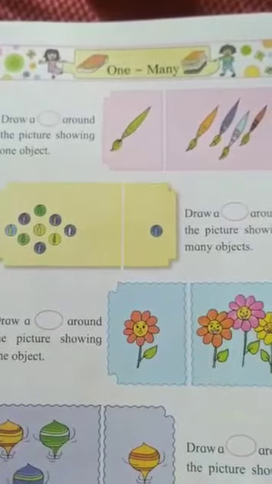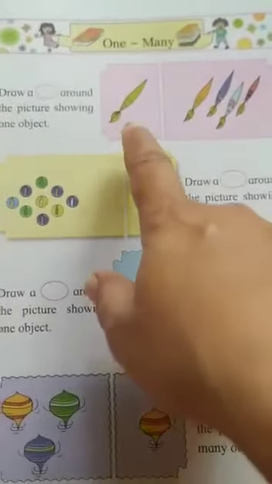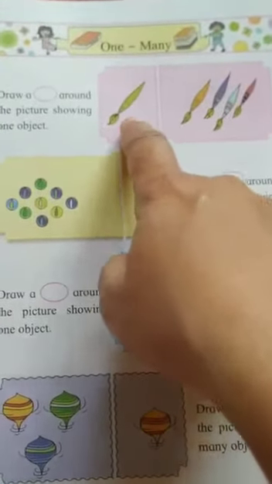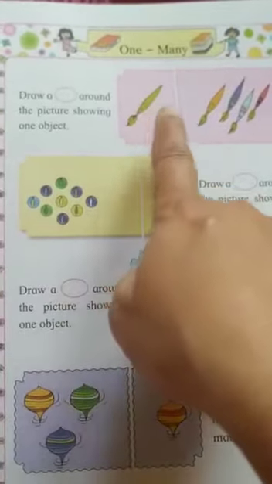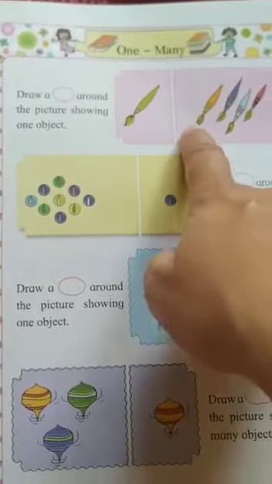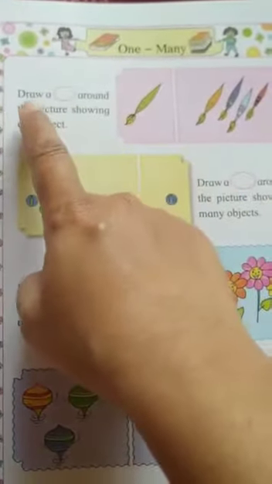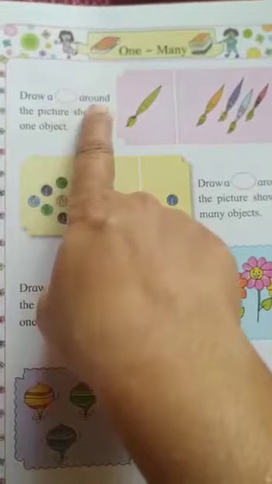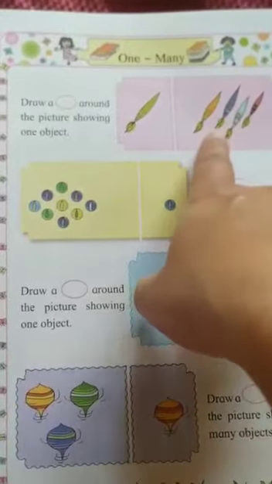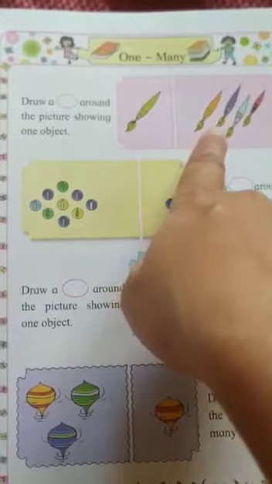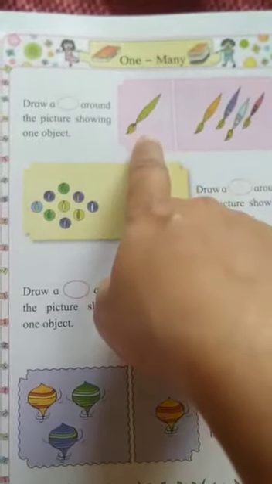Let us understand this concept with an example. Let us take the first example. What is this? This is a brush. This is one brush, and there are many brushes. One means one object and many means more than one. So, the question is, draw a circle around the picture showing one object. Which is one object? Is this one object? No. These are many objects. This is one object. So, circle the one object.